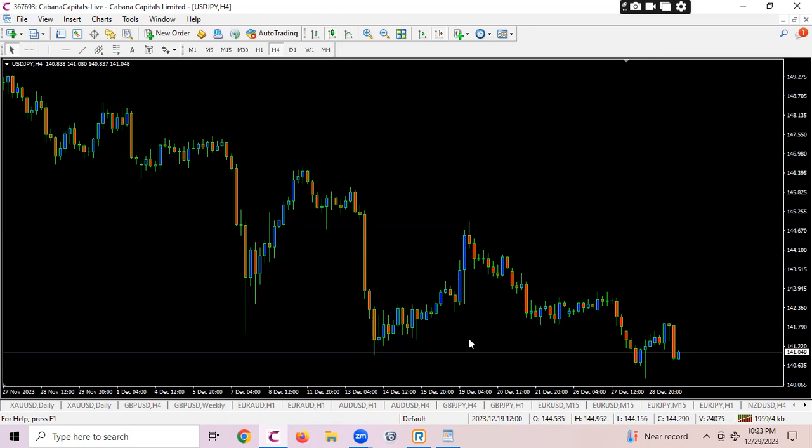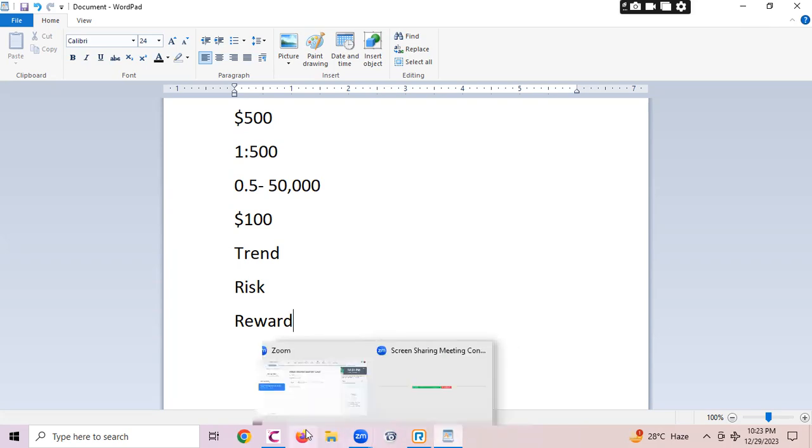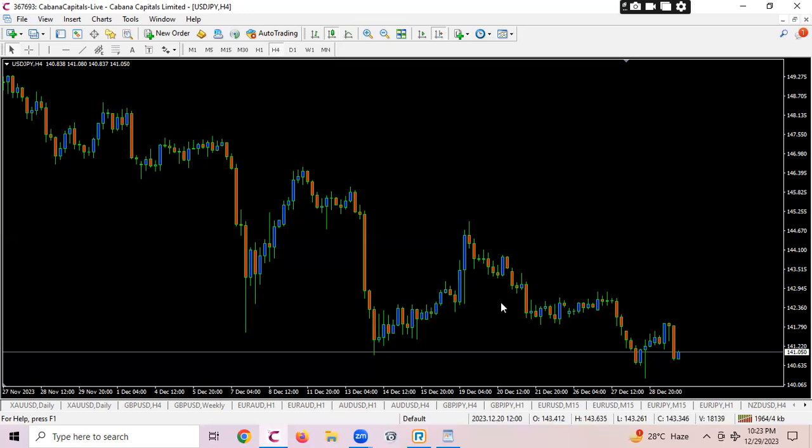There are three basic things you need to know to make money in this business. And the three things are the trend of the market, the risk, and the reward. That is all you need to know. And that's why we have the MetaTrader 4 that we can use in analyzing the market. That's why we have this platform.